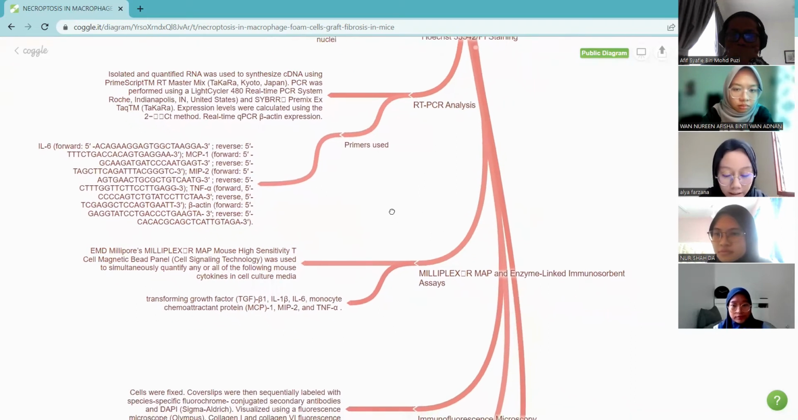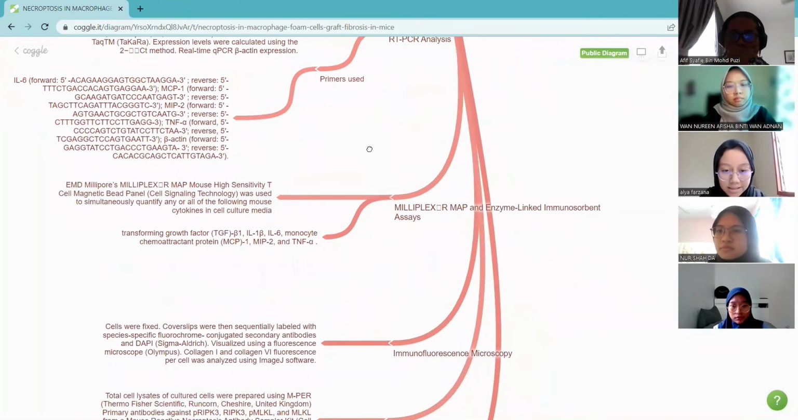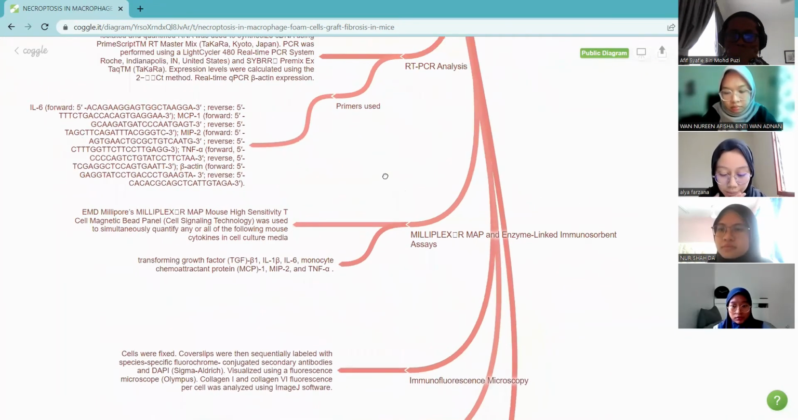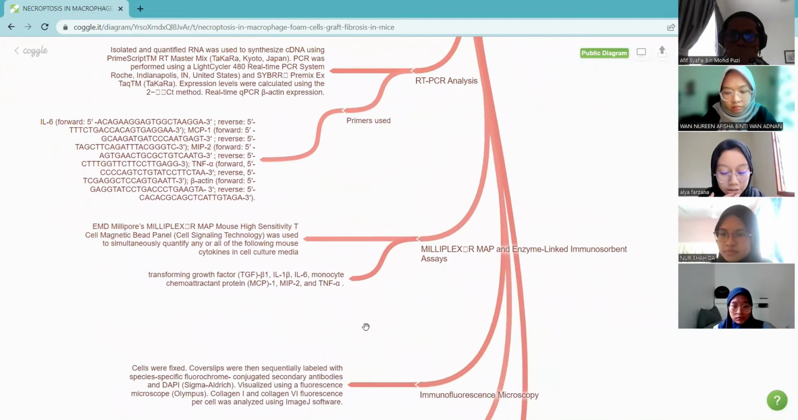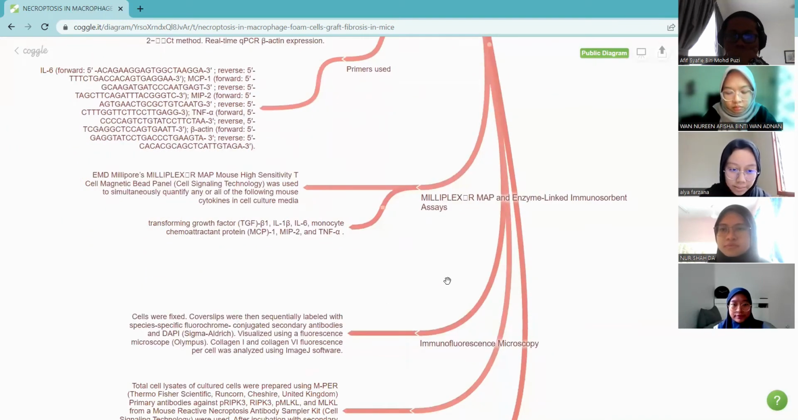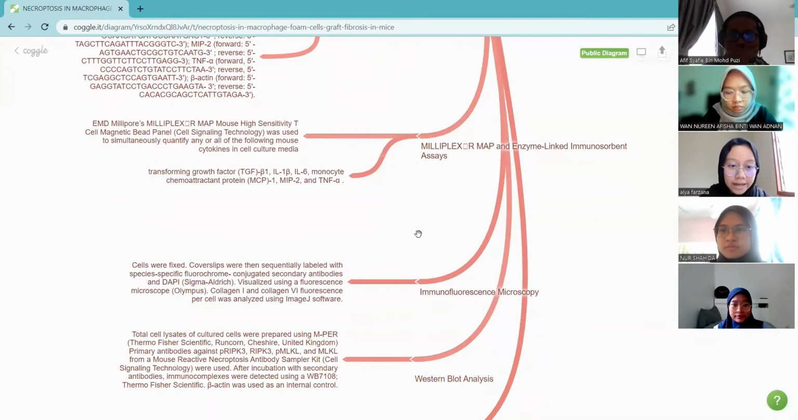Next is Luminex. Luminex multiplex and enzyme-linked immunosorbent assays. The EMD Millipore MILLIPLEX mouse high sensitivity T cell magnetic bead panel, which is from Cell Signaling Technology, was used to simultaneously quantify any or all of the following mouse cytokines in the culture media. So the cytokines are listed below, such as TGF-beta 1, IL, and others.